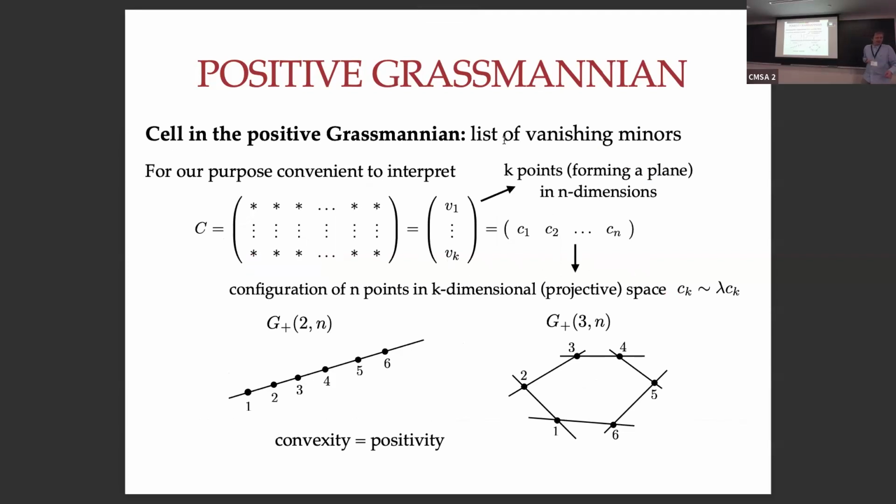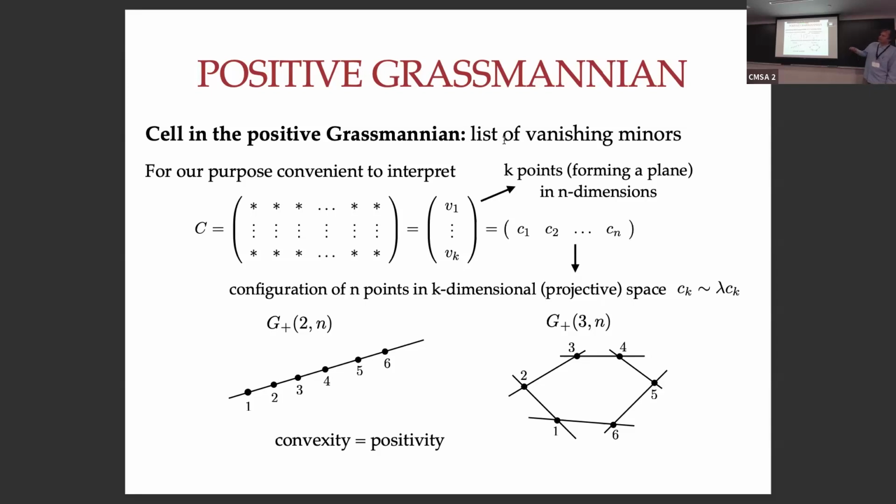Now, we can look at a cell in a particular subspace of this positive Grassmannian, which is given by a list of vanishing minors. For our purpose, it's convenient to take this k by n matrix and think about it as a k-plane in n dimensions. We can represent it like this, but also as a collection of rows or a collection of columns. This is a collection of n columns. This is a convenient way for us to visualize what the space is, because we can think about it as n points in k-dimensional space, in our case projective space.